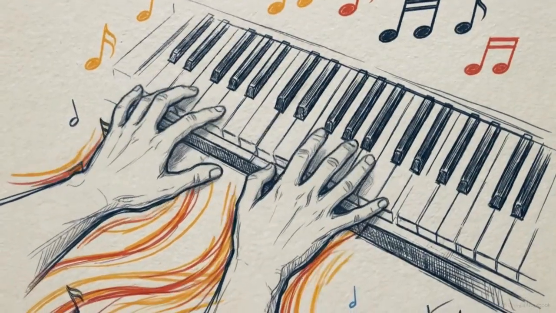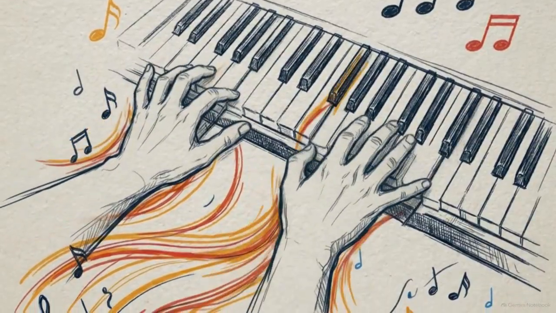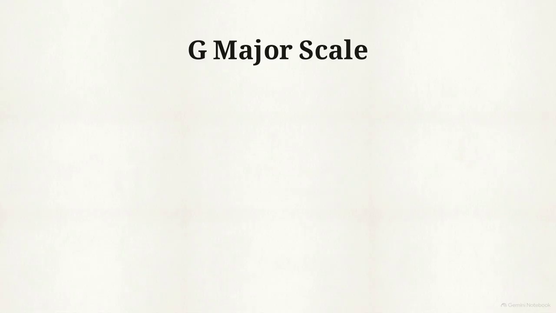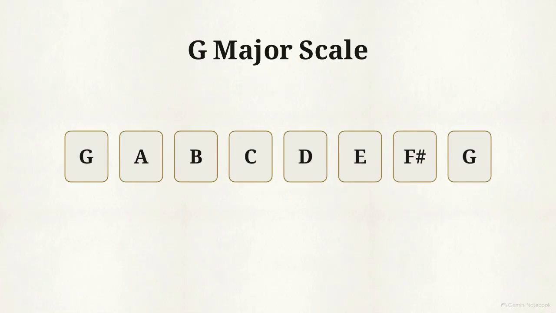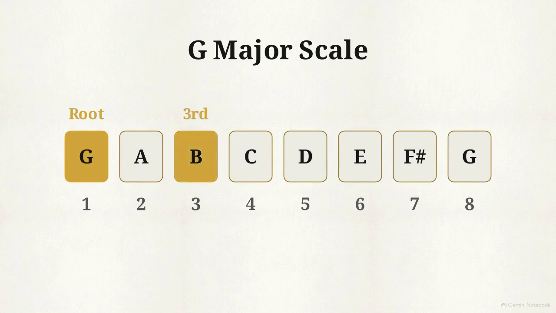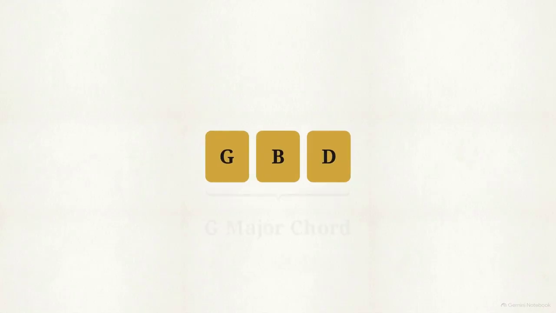To see if this rule is truly consistent, we should see if it holds up when we change the starting note. We'll test the formula on the G major scale: G, A, B, C, D, E, F sharp, and G. Once again, we apply the numbered degrees, 1 through 8, to the new sequence. In this case, our 1st degree, the root, is G. Following the 1, 3, 5 rule, we pull the 3rd degree, which is B, and the 5th degree, which is D. Combining G, B, and D results in a perfect G major chord.